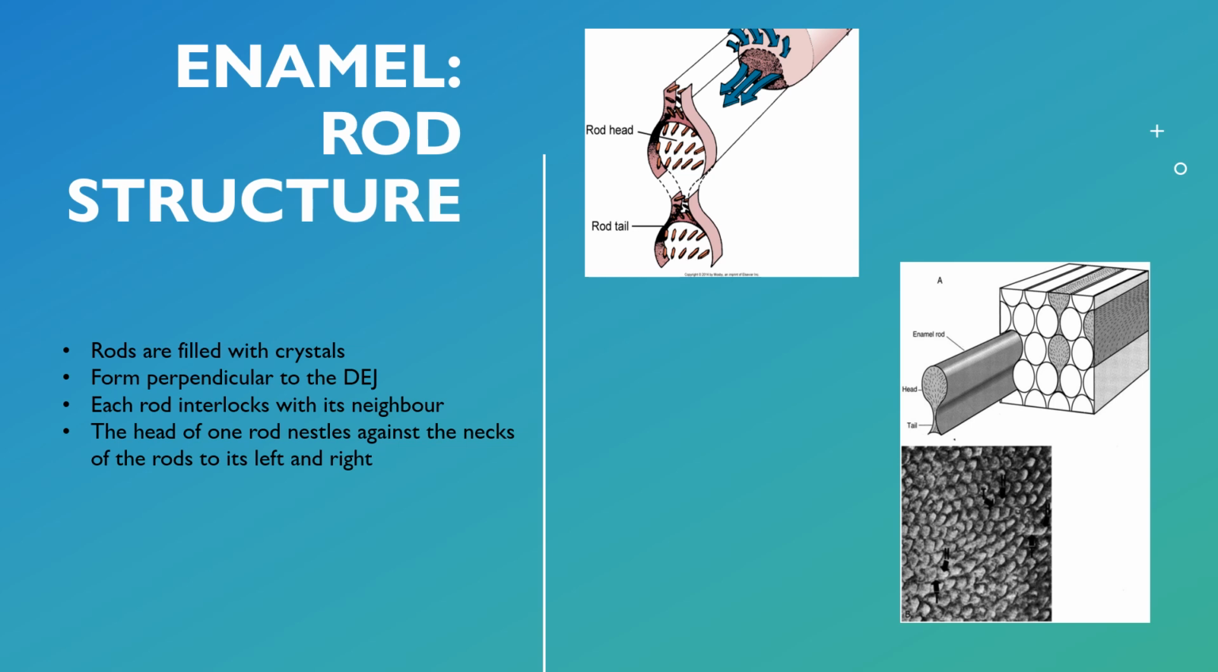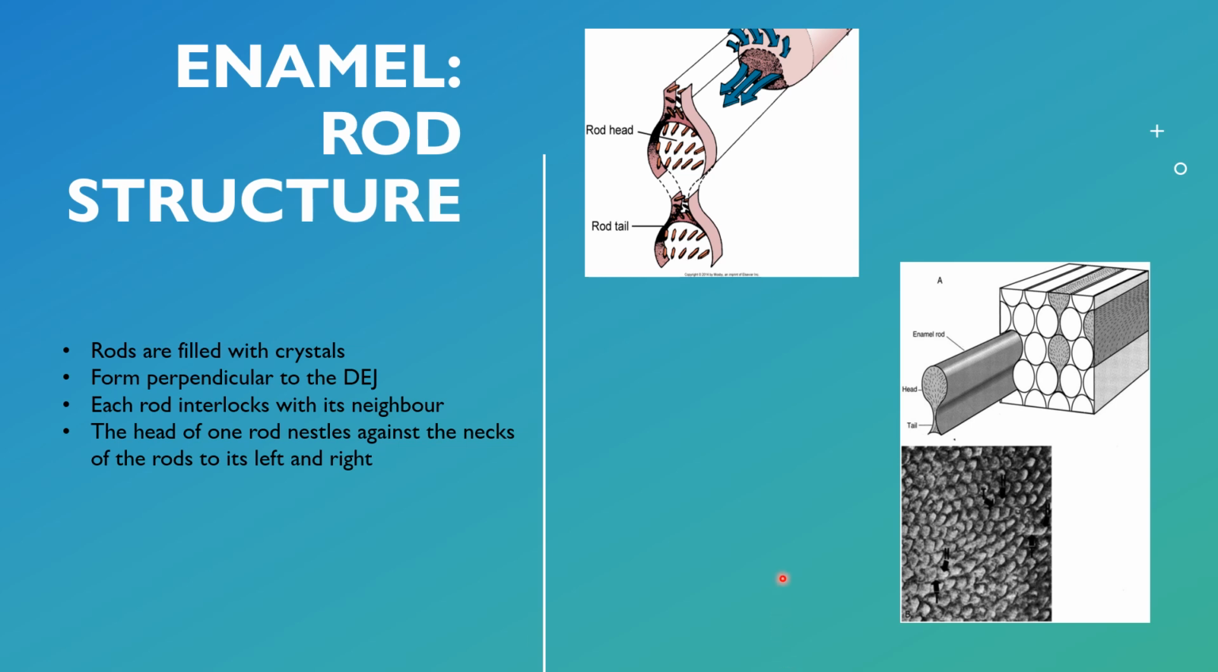Now the rods are filled with crystals, and they are forming perpendicular to the DEJ, so perpendicular to our dentino-enamel junction. And each of those rods is actually interlocking with its neighbor. Okay, so it has a neighboring rod that it's going to connect to. And the reason why we want these enamel rods to connect to each other and interlock is because it helps to prevent the fracture of the tooth and to prevent the tooth from splitting. Okay, so they almost are like intertwined with each other so that they prevent any separation from happening.